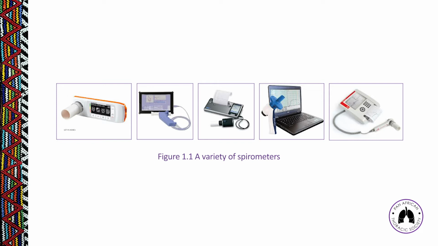So what you're seeing in this diagram, in figure 1.1, is a variety of spirometers. So you can see that spirometers come in different shapes and sizes. Some are standalone, which means that they have a printing facility in the spirometer itself, and others connect to a laptop through a USB device. All of the software is slightly different, but as I say, there are minimum requirements for all spirometers in terms of the hardware and the software, so that we know that we're measuring volume and airflow correctly.